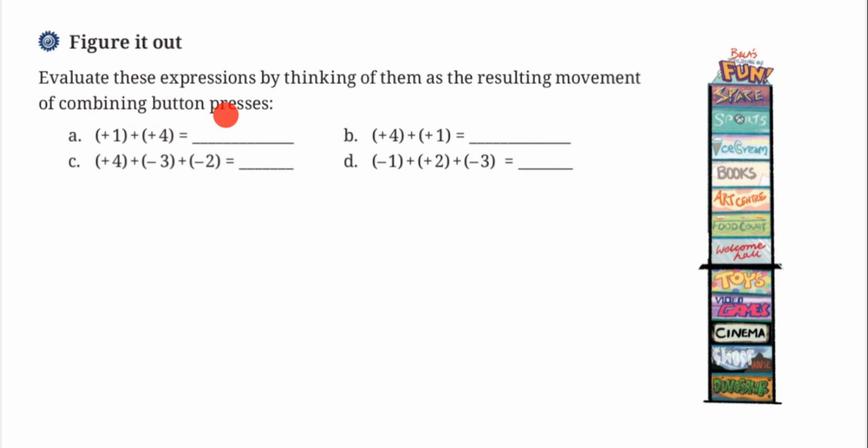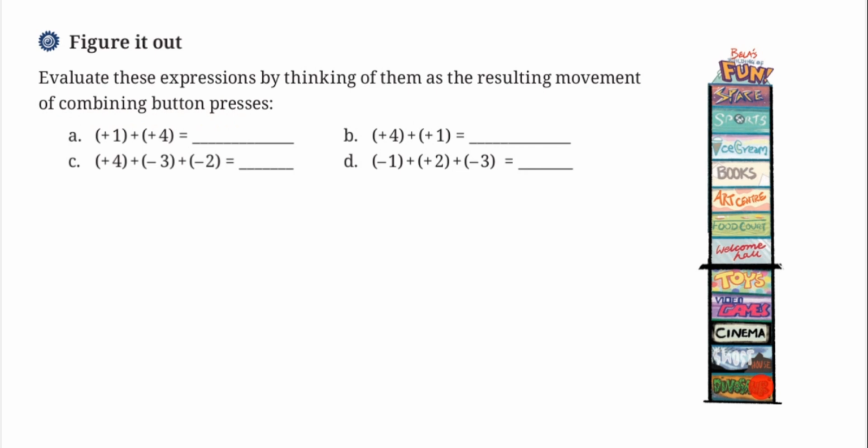To understand this, you have to check the small explanation which is given above this Figure it Out, or we can say the first Figure it Out. So I'll explain the scenario and then we can find these answers. Here there is a building called Bella's Building of Fun, where there are floors above the ground and below the ground. Based on this, these floors are marked.